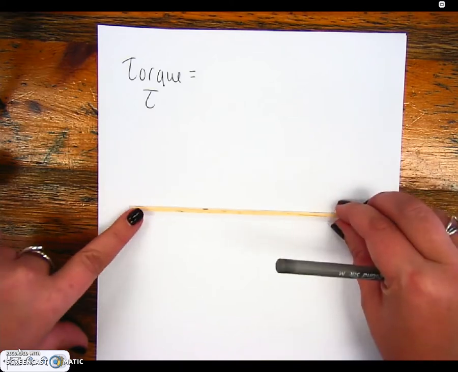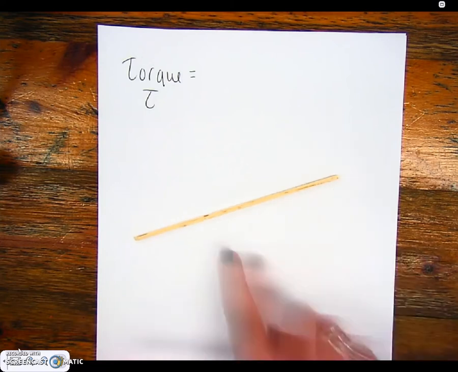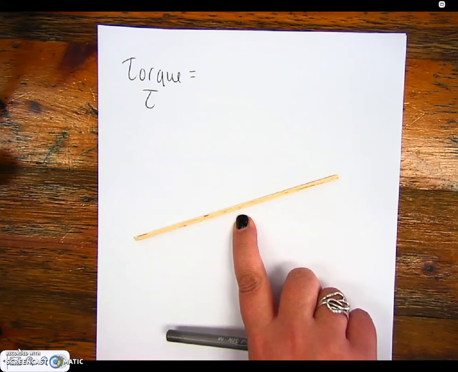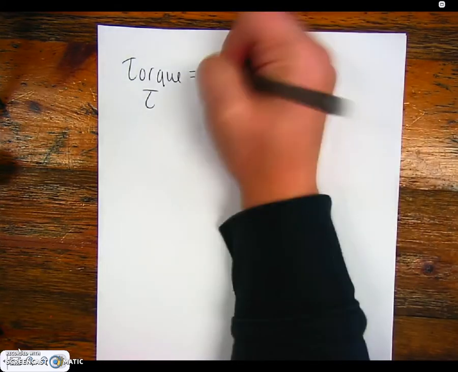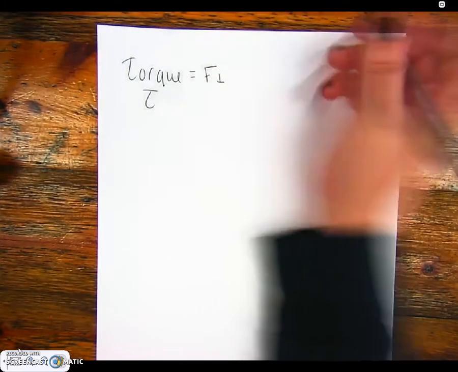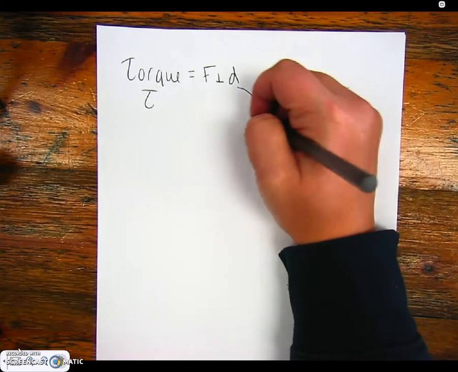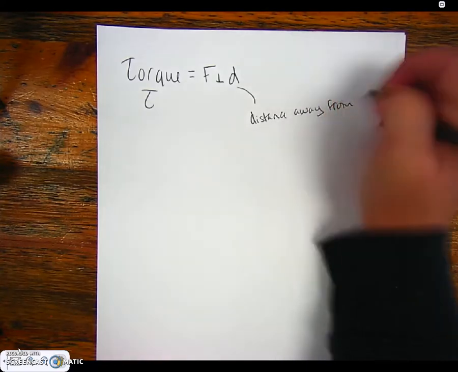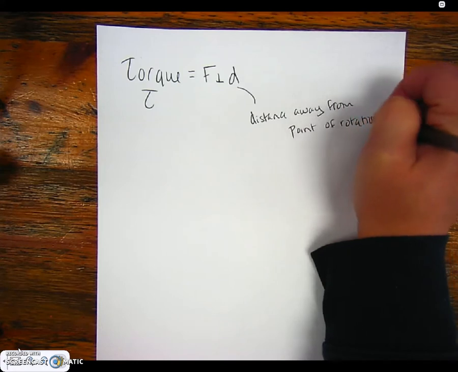If there is no fixed position, then I exert a force here, and the distance is going to be to the center of mass. Well, the center of mass is still the point of rotation. It's where it's rotating about, right? So torque really is a force, and it is a force perpendicular to the distance, and this is the distance away from a point of rotation, either fixed or the center of mass.